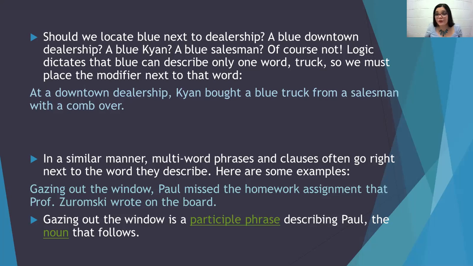So the place where you insert the adjectives or the words that modify the noun matters. It is really important. In a similar manner, multi-word phrases and clauses often go right next to the word they describe. Here are some examples. Gazing out the window, Paul missed the homework assignment that Professor Suromsky wrote on the board. Gazing out the window is a participle phrase describing Paul, the noun that follows, and it is next to the word it modifies.